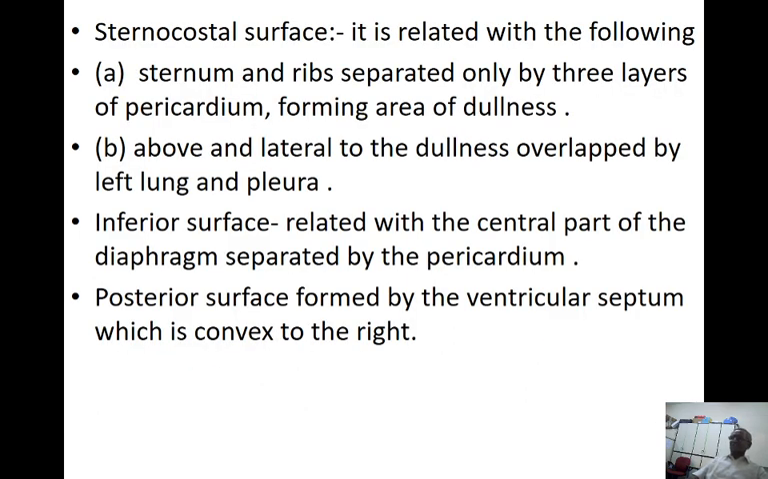Sternocostal surface is related to the following: sternum and ribs, separated only by 3 layers of pericardium, forming the area of cardiac dullness. Above and lateral to the dullness, it is overlapped by the left lung and pleura. Inferior surface is related to the central part of the diaphragm, separated by the pericardium. Posterior surface is formed by the ventricular septum, which is convex to the right.